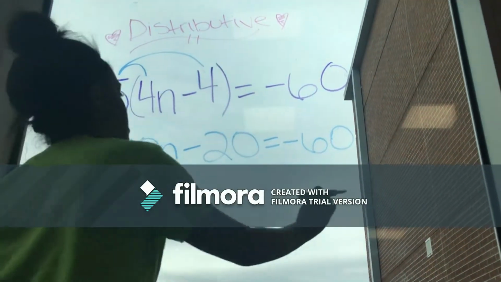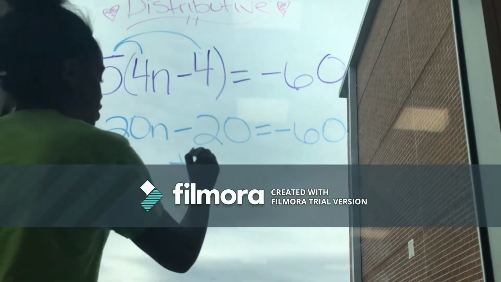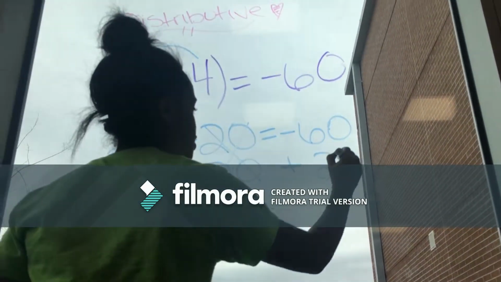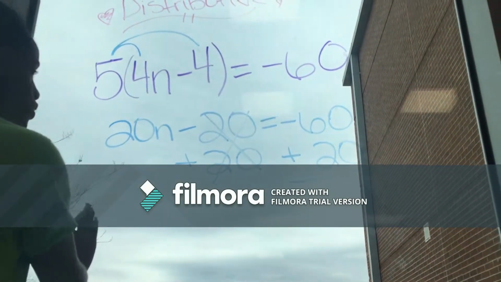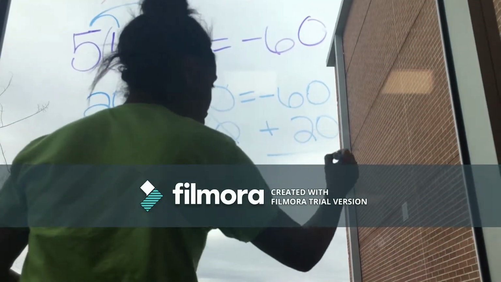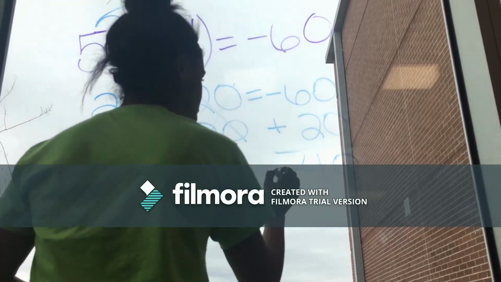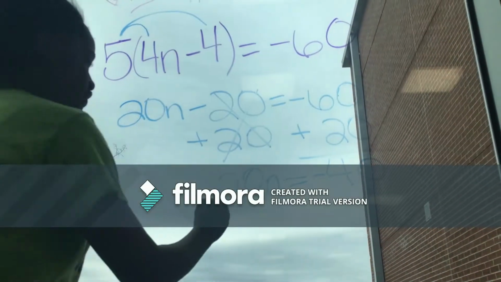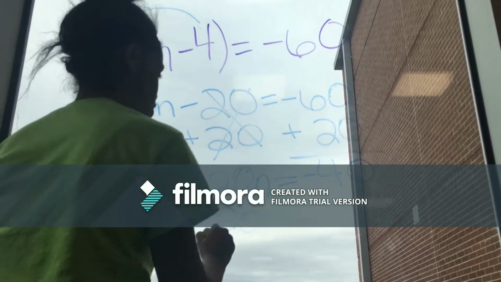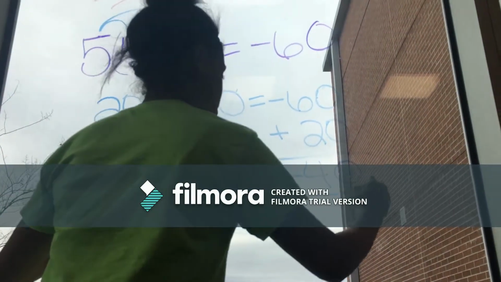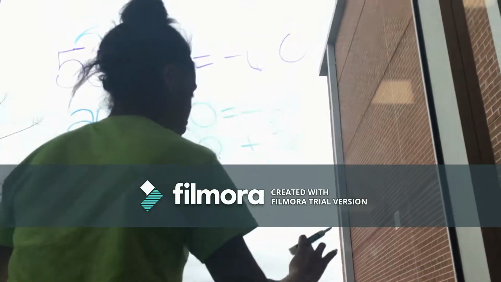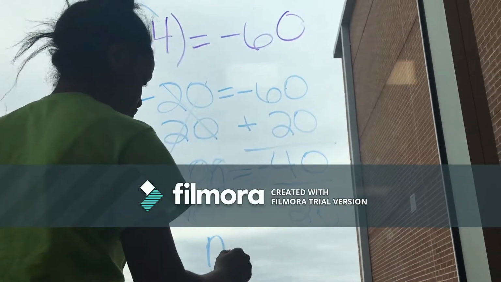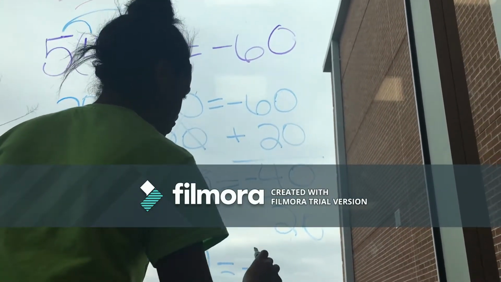Then it turns into a simple two-step equation. So plus 20. Make sure you add 20 to the negative 60 so it stays even throughout the whole equation. This is going to bring you to negative 40 equals 20n. Then you're going to divide both sides by 20 so you can isolate n. And that brings you to n equals negative 2.